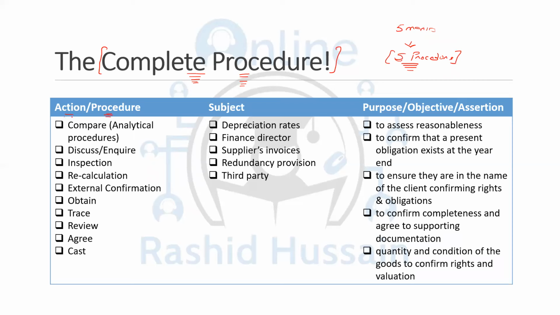Now we know the evidence gathering techniques: analytical procedures, inquiries, inspections, recalculation, reperformance, and then other than that we have external confirmations. So these are the evidence gathering techniques. We have already discussed this in the previous lecture.